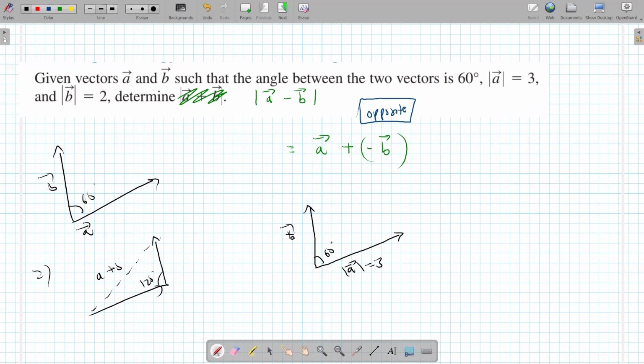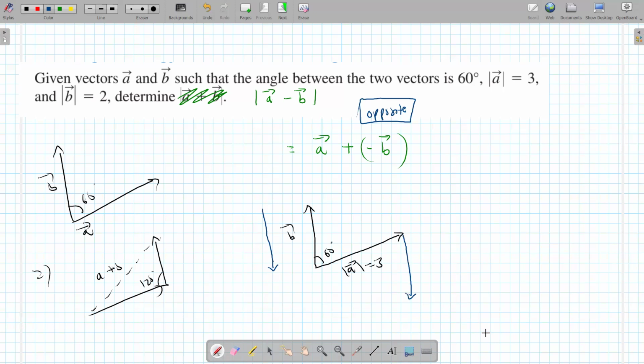Instead of adding this vector, we're going to add negative B. Check this out. This is B. Negative B would look like this. Do you agree? And we need to add this. It's always tip to tail. Even when you're subtracting, it's tip to tail. The only difference when you're subtracting is first you have to flip the vector, the negative vector. So I'm going to add this here, like that, B vector.